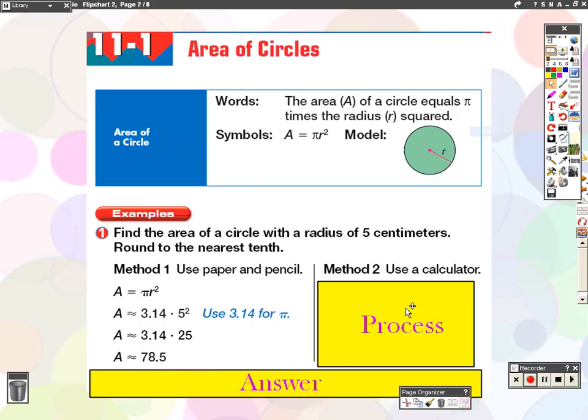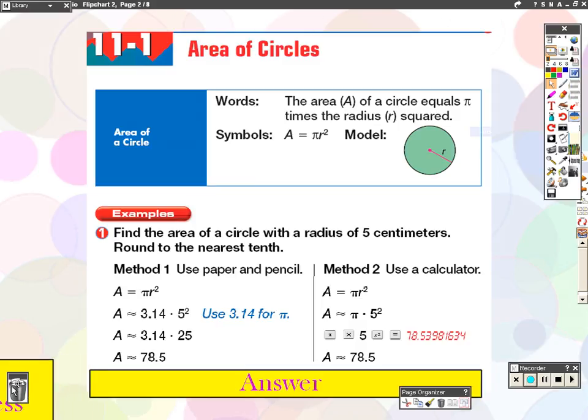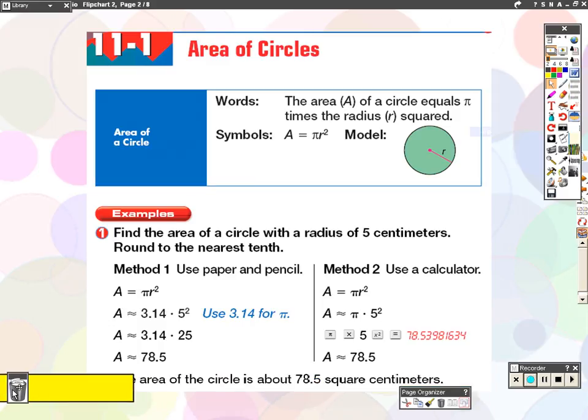Using the calculator features that some of us may be using, we're using again the same formula. We're just using the correct key functions in order to come up with our rather large decimal fraction. Once we have that, we're rounding to the nearest tenth until we have our final answer of 78.5. And remember, we're looking at square centimeters or centimeters squared.